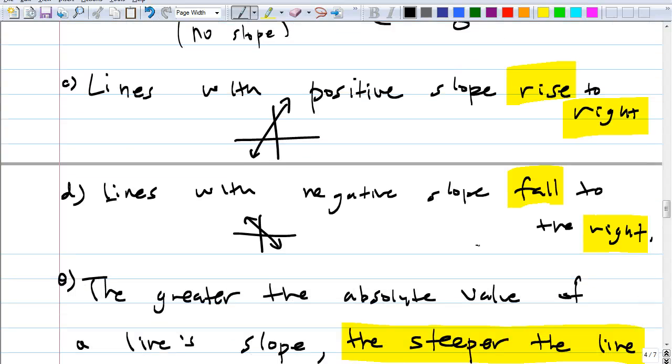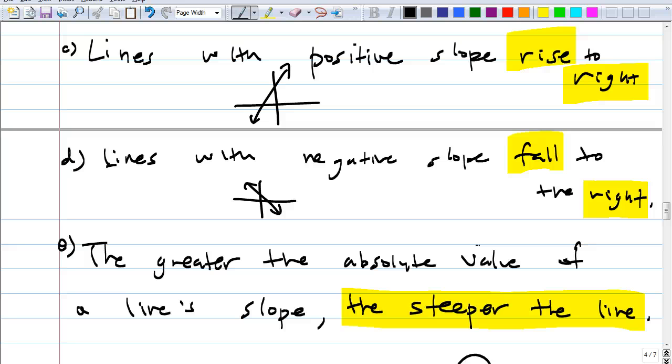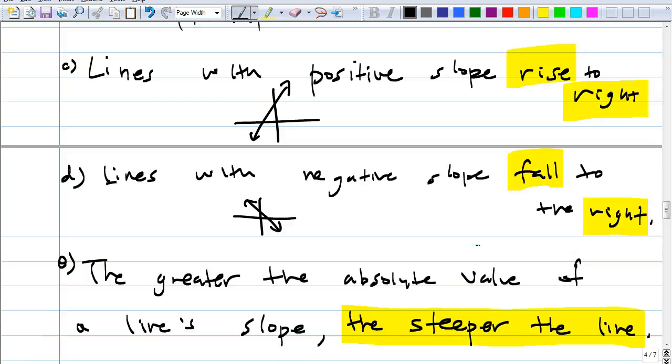What about this? Here's the last fun fact for today. It says the greater the absolute value of the line slope, the steeper the line, right? Why do you think I have to say absolute value of a line slope? Yeah. Because even if the slope was negative, it could have a slope of negative 100 versus positive 100. They would both be steep, right? So that's why you have to say, the greater the absolute value of the line slope, the steeper the line. Okay, so write that down. I'll wait.